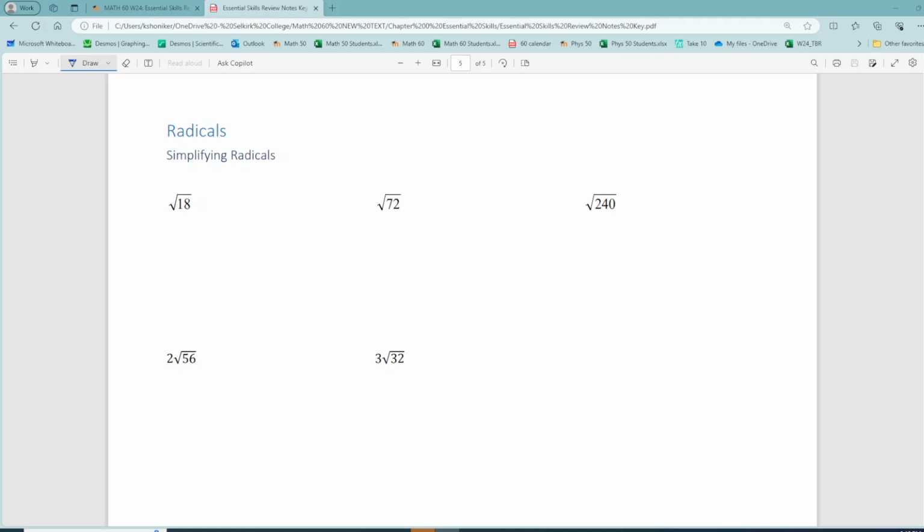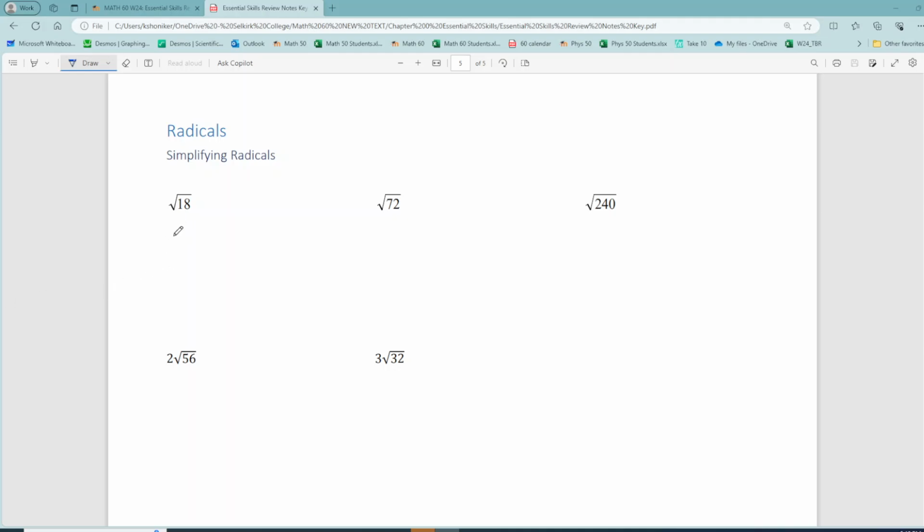The next skill that we're going to work on is working with radicals. Now, there's way more that you can do with radicals. I just picked two of the radical skills that I felt like we should practice. The first one is how to simplify a radical, and then the second one is going to be how to rationalize a monomial denominator. These are the two things that will come up the most in this course.